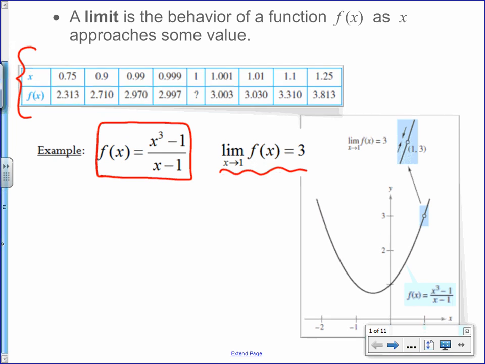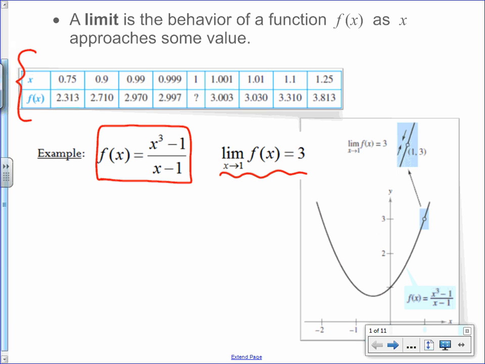If we look at this graphically, okay, I kind of like to think of maybe a car or a train riding along the curve, okay? As we drive along the curve, if we're coming from both sides, as our x values approach 1, so as we drive on our curve close to 1, what y value are we approaching? 3. Okay, so the limit as x approaches 1 in this example is 3. As we get closer to 1, our y values get closer to 3.